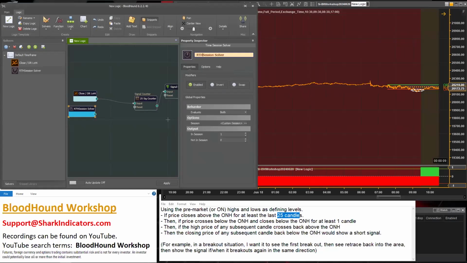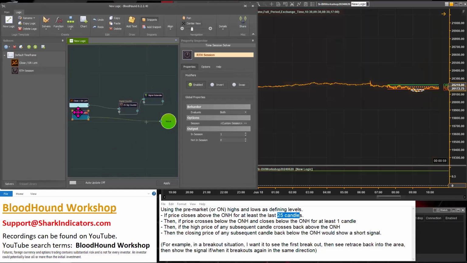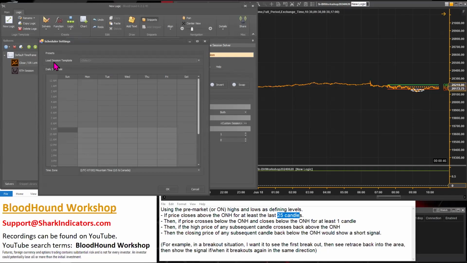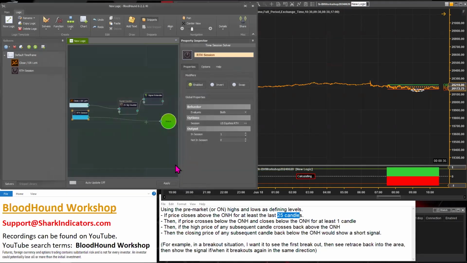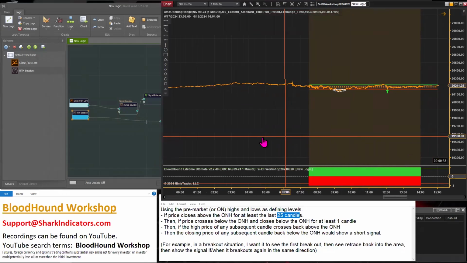And we'll just call this RTH session. Let's connect that to the result node. Setting up this time session solver, let's go into the session options, and from the drop down menu, select the US RTH as our session. Click OK. And there we go.